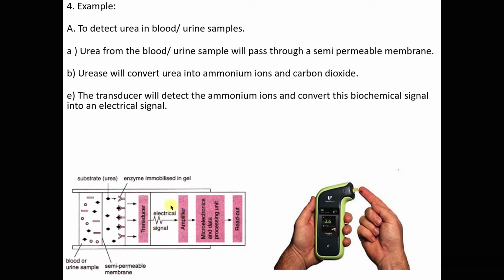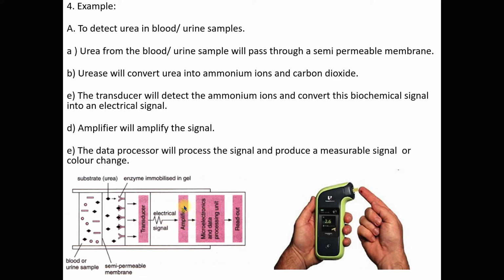But this electrical signal is quite weak, so it needs to be amplified. So the amplifier will amplify the electrical signal. Then next, the data processor will process the electrical signal and produce a measurable signal or color change. This data processor will produce either a measurable signal or a readable signal. And one example of readable signal is the color change.